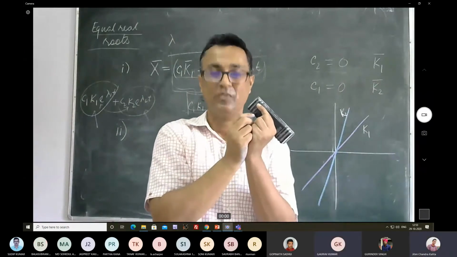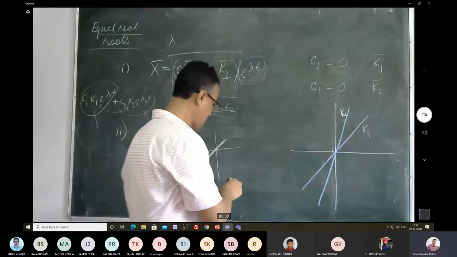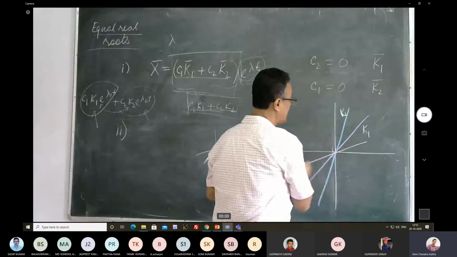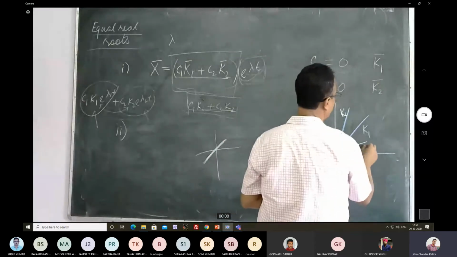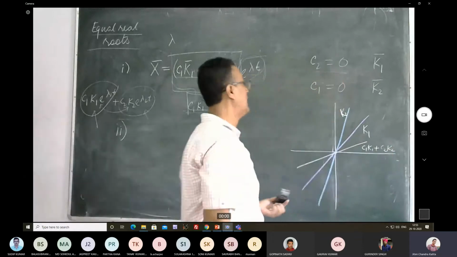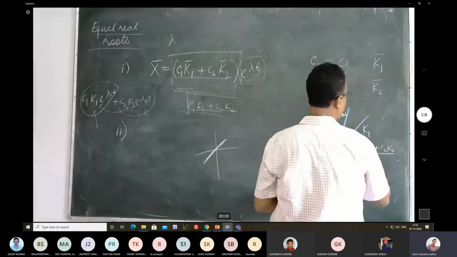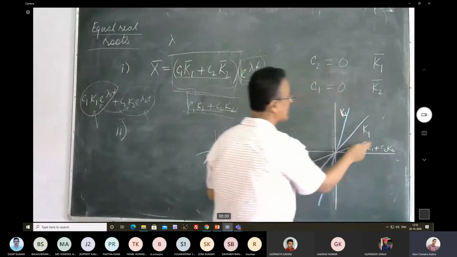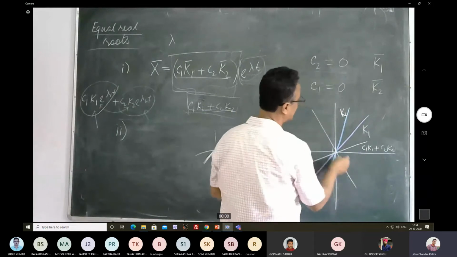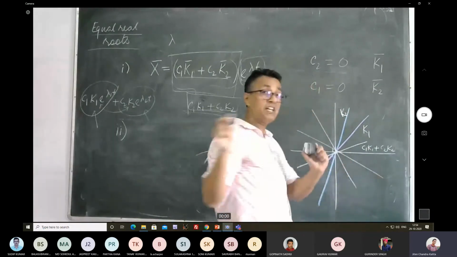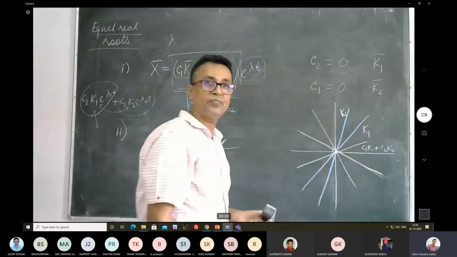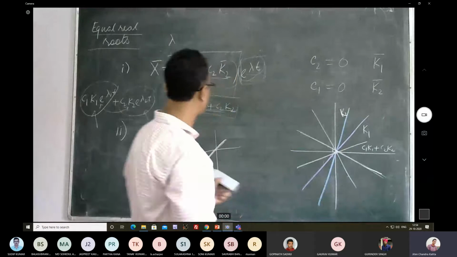What I mean to say is that somewhere down the line I am going to get a vector C1 K1 plus C2 K2, and if you multiply it by e to the power lambda t, they are going to lie along the same vector. Depending upon the values of C1 and C2, I can get all other trajectories, but they are going to be straight lines.